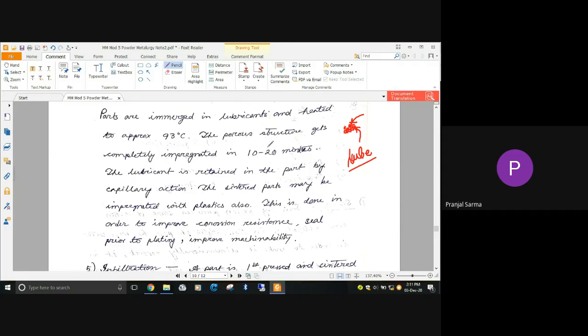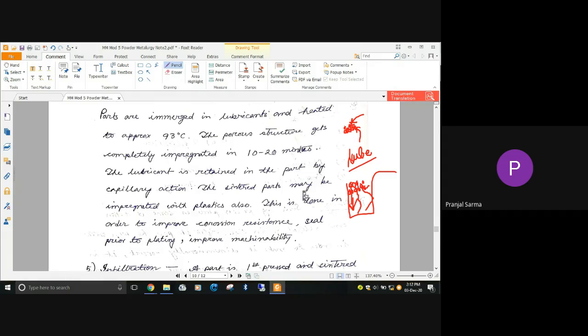And as we have this porous structure, the lubricant will be retained in the part by capillary action. If you consider the thickness and the pores, suppose, in this exaggerated figure, all of these are compacted powder particles. If I extend this, the pores will extend something like this, everywhere. So it forms a kind of capillary, and the lubricant is retained in the part by capillary action.